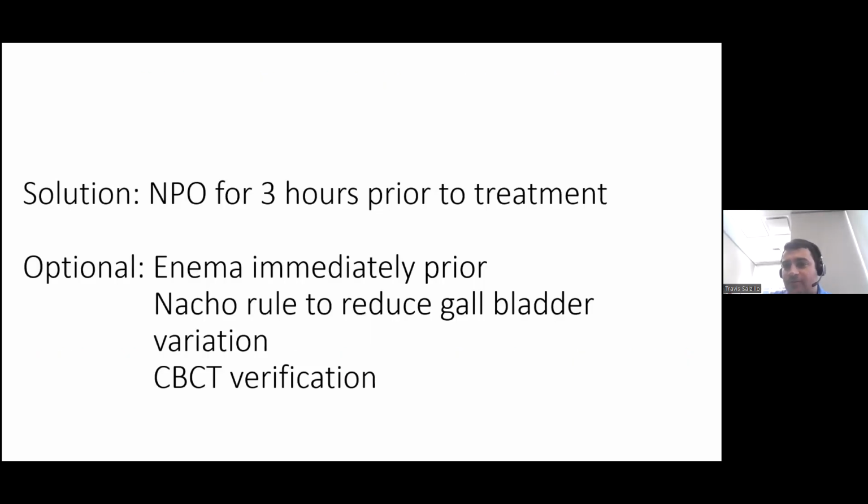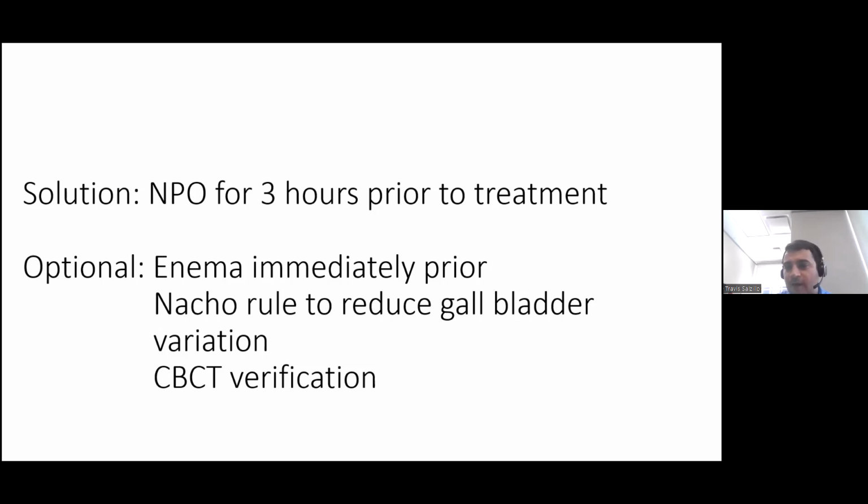The easiest answer is we tell the patients not to eat or drink for 3 hours prior to treatment. The goal is to reduce stomach filling, as well as to reduce peristaltic motion throughout the intestinal tract, so that every day you have a very reproducible setup and your setup doesn't change within the fraction itself.